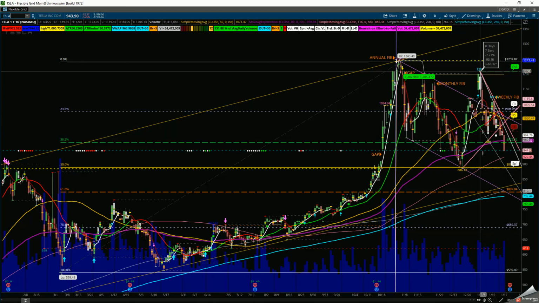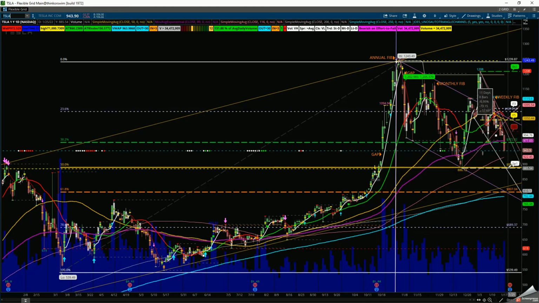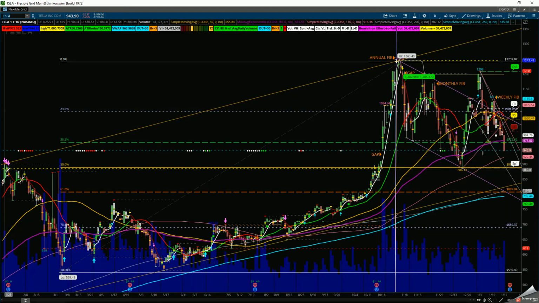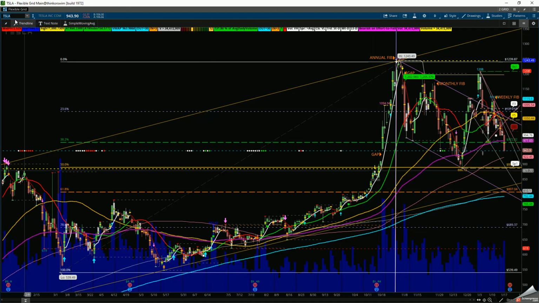We looked above this channel. You can see I had this linear. We looked up, tried to come back, tried to break up. We fell back in. Does this 116 get support, or do we find support at the prior consolidation here before the breakout? We do have this gap here on the charts around the 850 on Tesla.